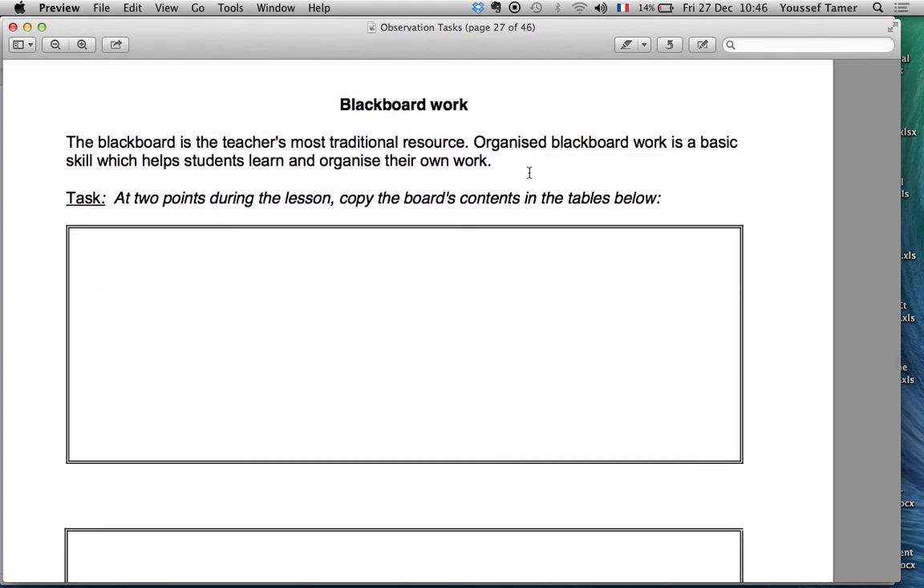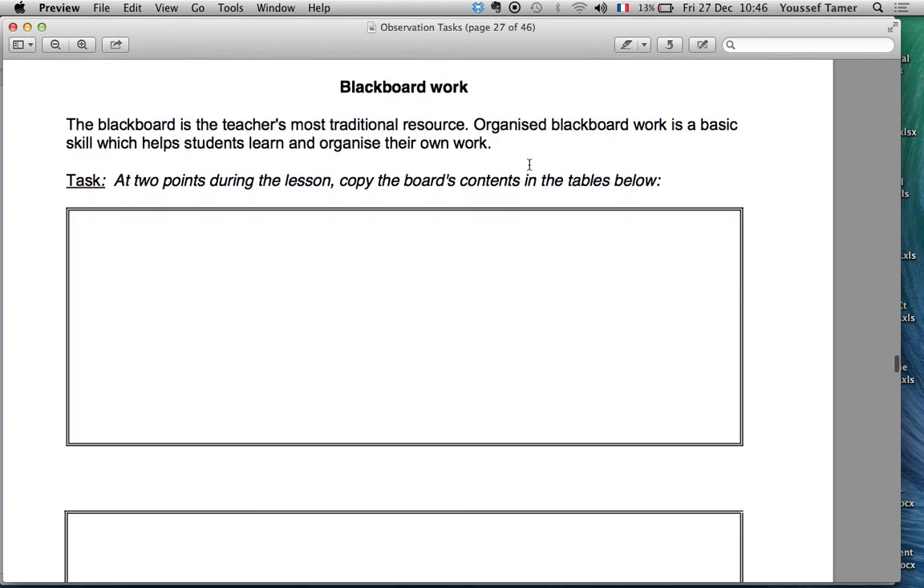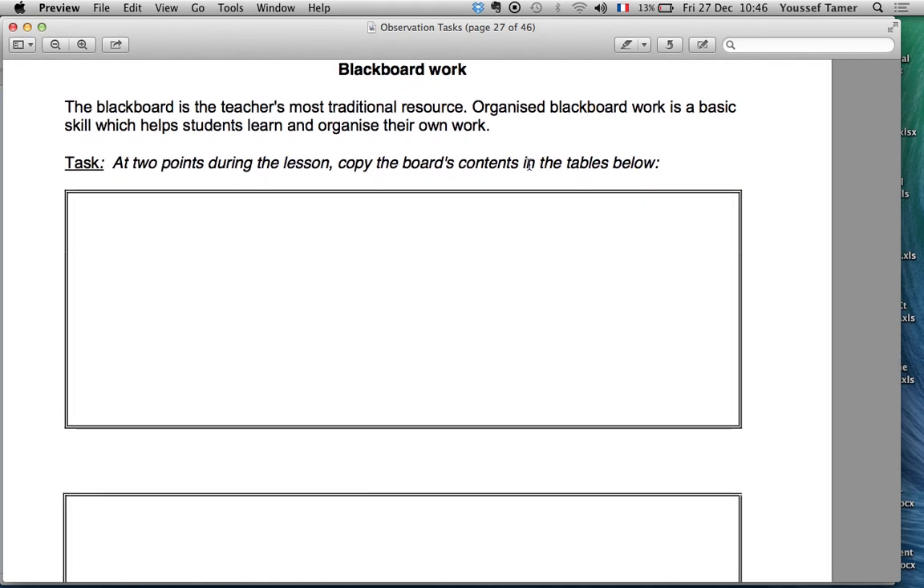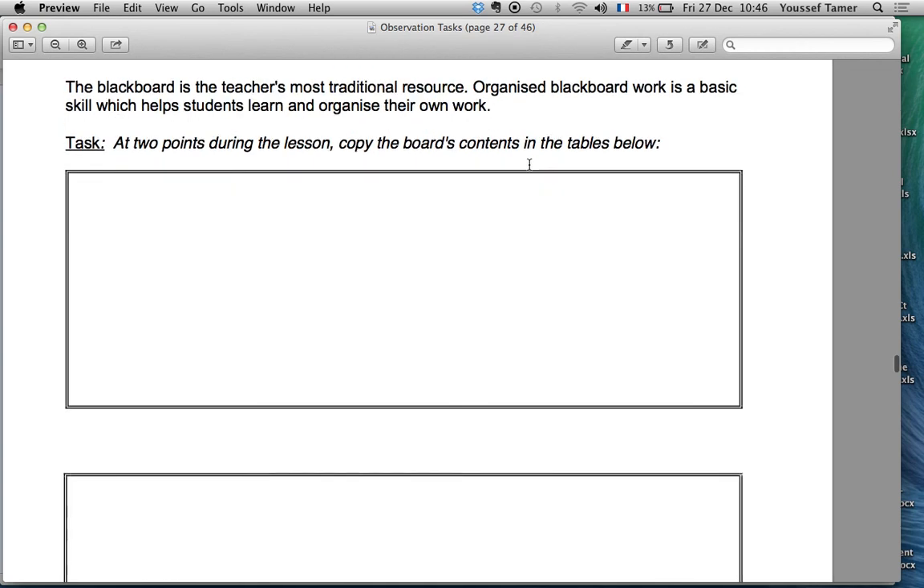Blackboard work. The blackboard is the teacher's most traditional resource. Organized blackboard work is a basic skill. The use of a blackboard is not something random. Did you do that? Okay, so good. Organized blackboard work is a basic skill which helps students learn and organize their own work. Task at 2 points during the lesson.